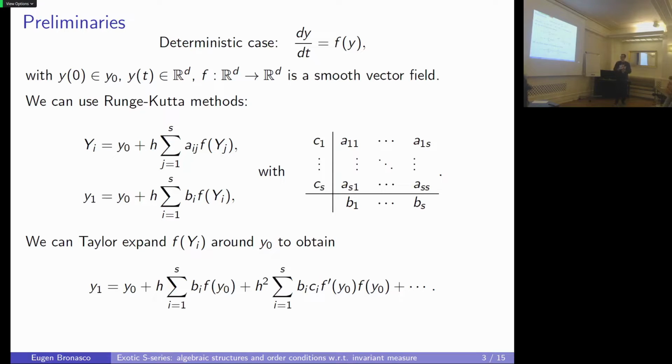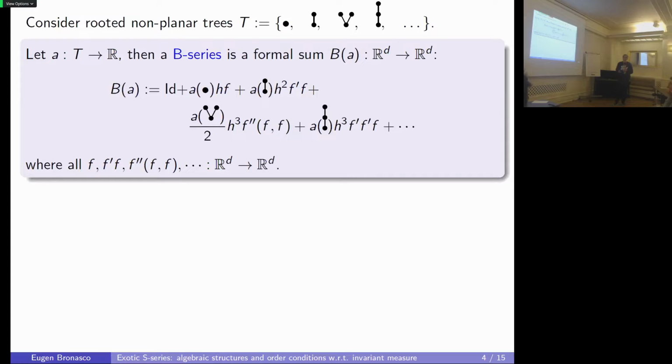We do that because we can also do that with the exact solution. We can take y(h) and Taylor expand it around 0, and then we get a similar infinite sum. When we compare the coefficients, we get the order conditions for Runge-Kutta methods. We can apply this reasoning and generalize it further.